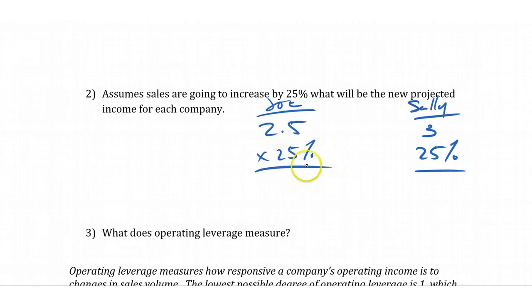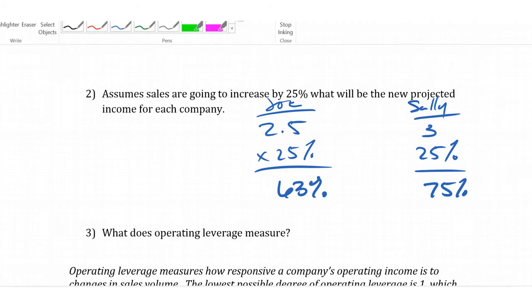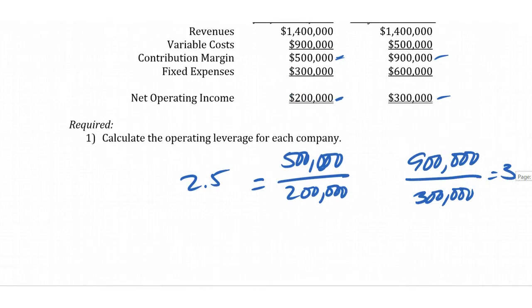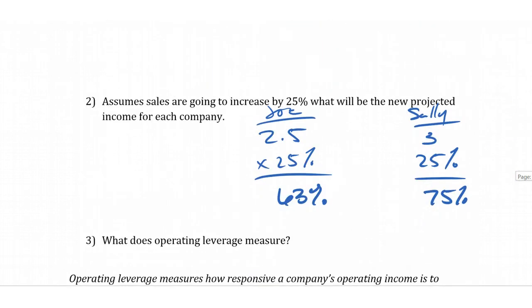So 2.5 times 25% is 63%, and 3 times 25% is 75%. So what that means is Joe's operating income will go up 63%, and Sally's will go up 75%. All right, so just refresh my memory. Joe's was 200 and Sally's was 300.